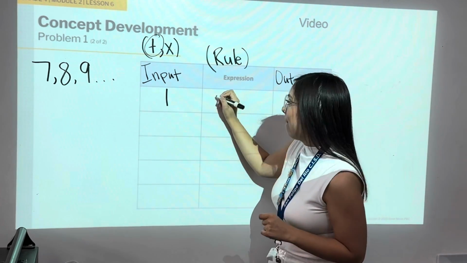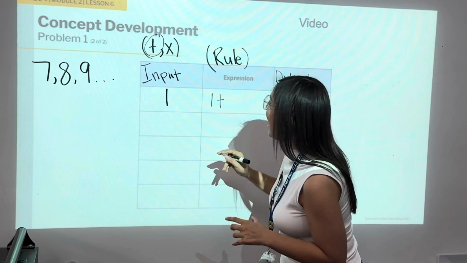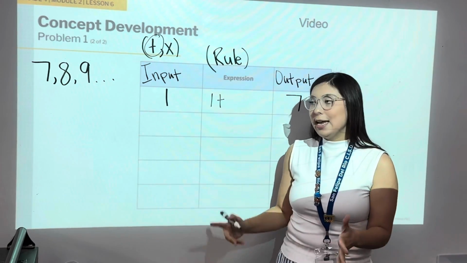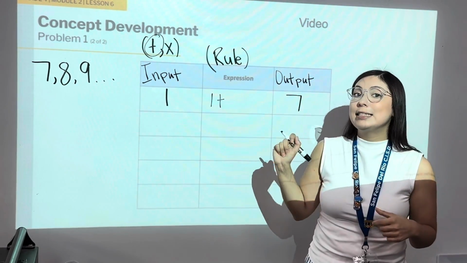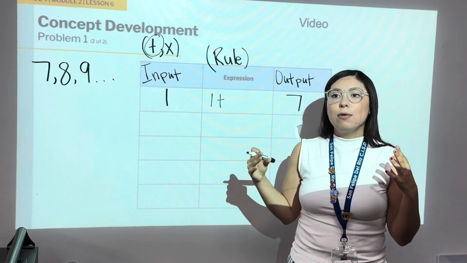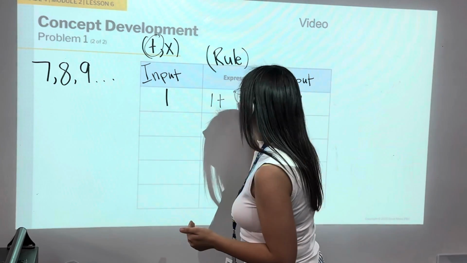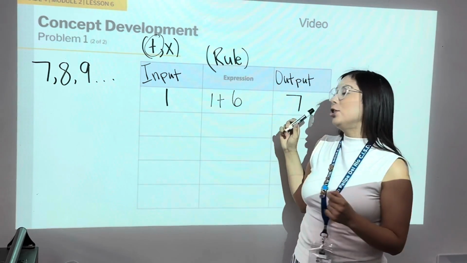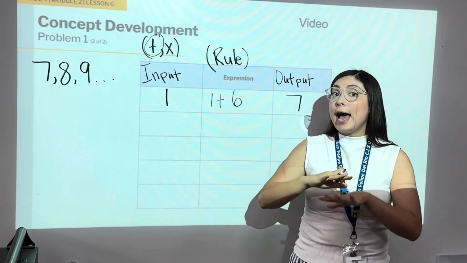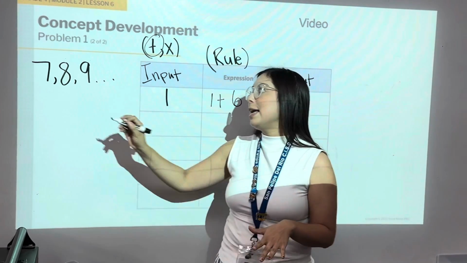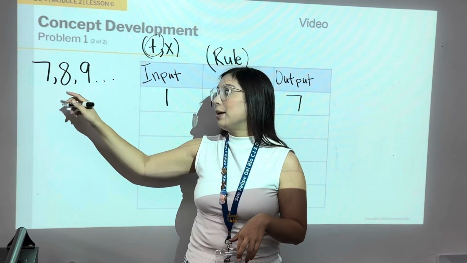1 plus something is going to give me 7, okay? I already know my math facts. 1 plus 6 is going to give me 7, and that's it. I'm done. I move on to my next number in the sequence, right?